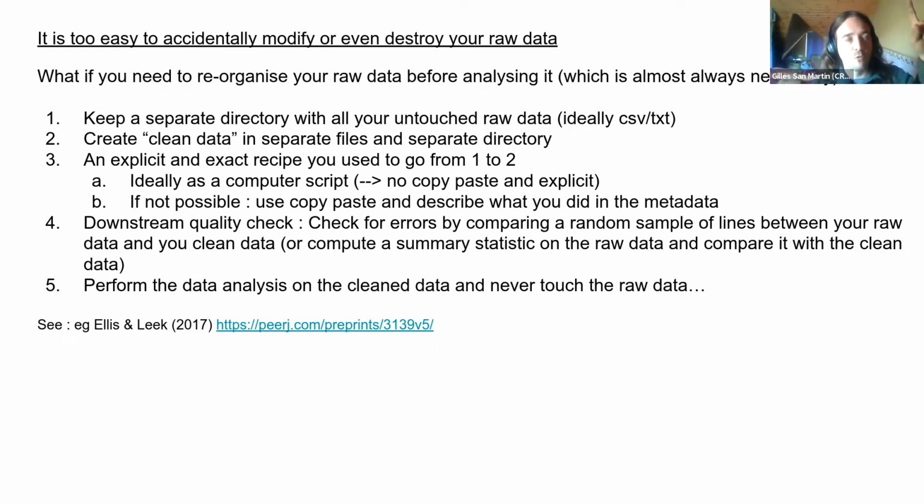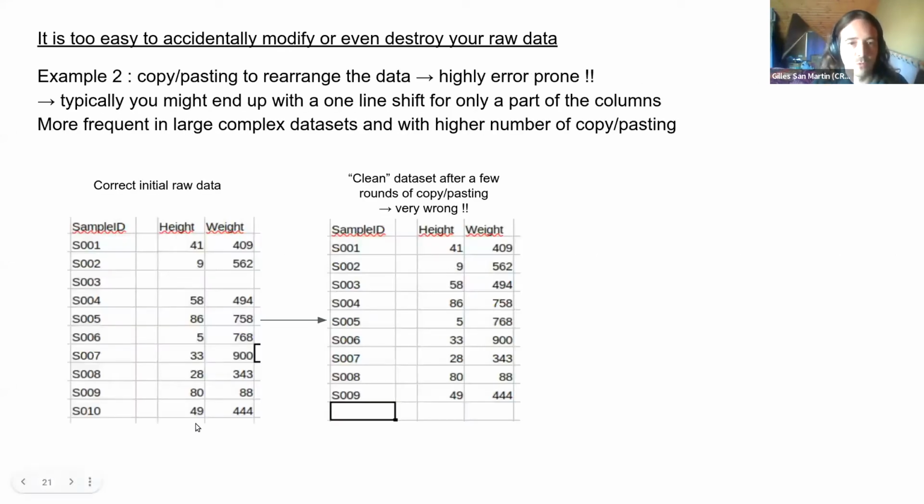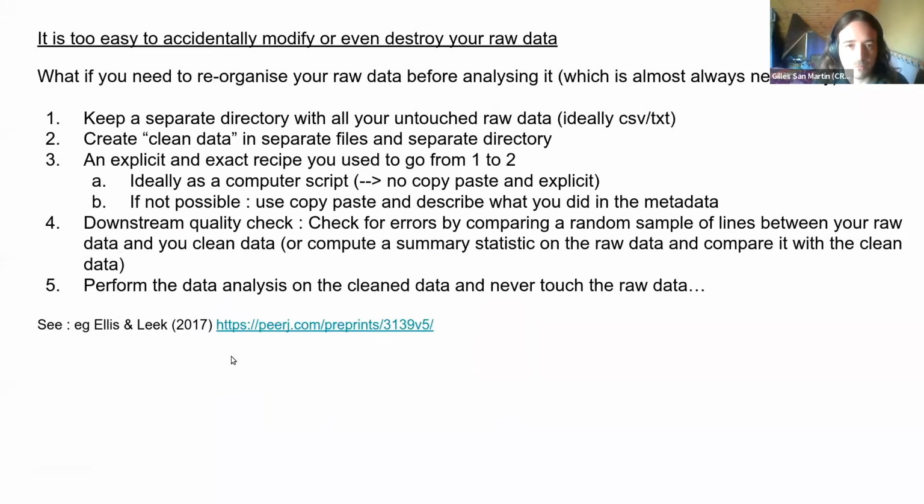You can also compute, for example, an average value. So for example, here you could compute the average value of the height and see if it's still the same here. It's not perfect. So in that case, the average would probably be the same in the two. But if it's different, you have a clue that maybe something went wrong. So there are many different ways to do that, but you should do that. And then in the fifth step, you can perform the data analysis, but only on the clean data. And again, never touch the raw data.